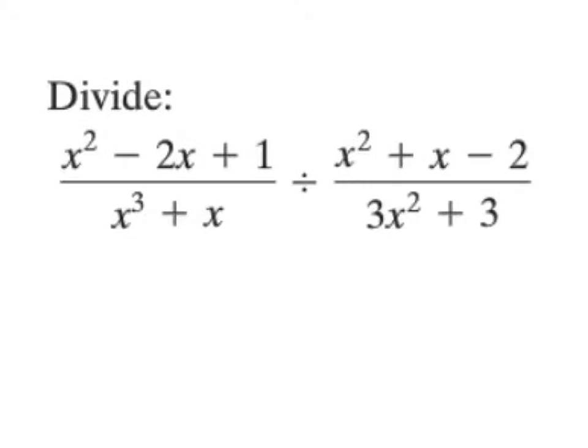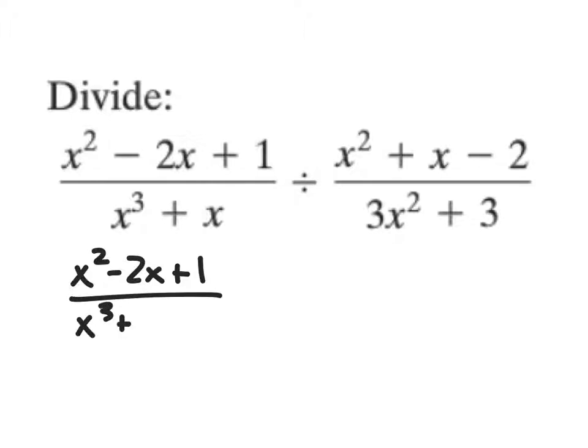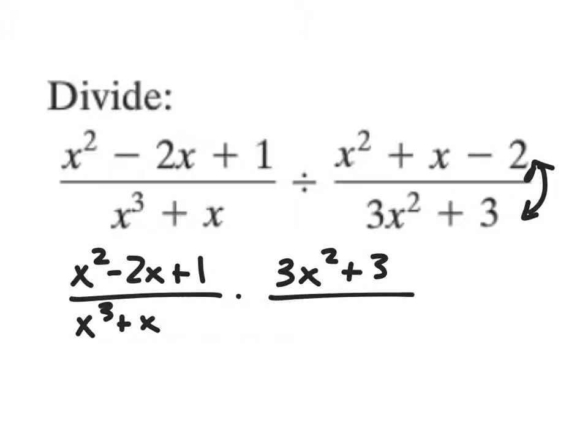Now, division. Let's do something first, okay? Let's change this to multiplication. So I'm going to write x squared minus 2x plus 1 divided by x cubed plus x, times, I'm going to flip my fraction here, okay? And I'm going to write this as 3x squared plus 3 over x squared plus x minus 2.